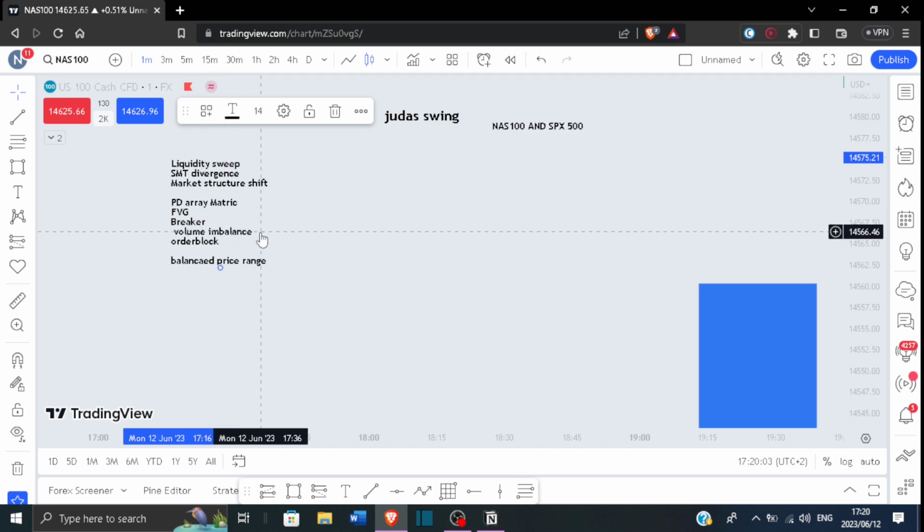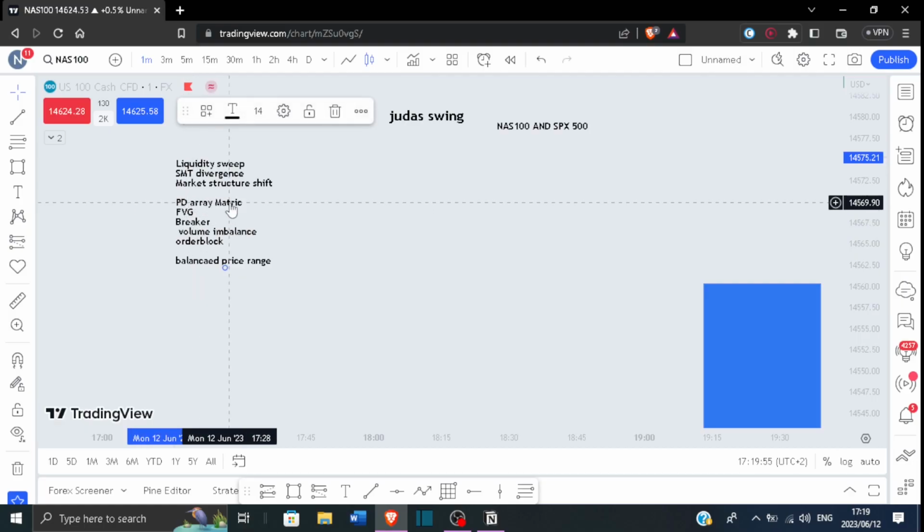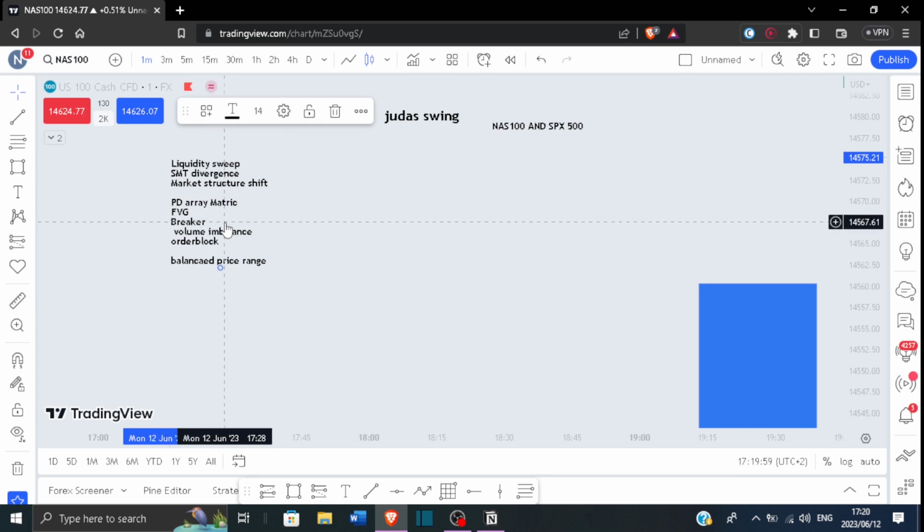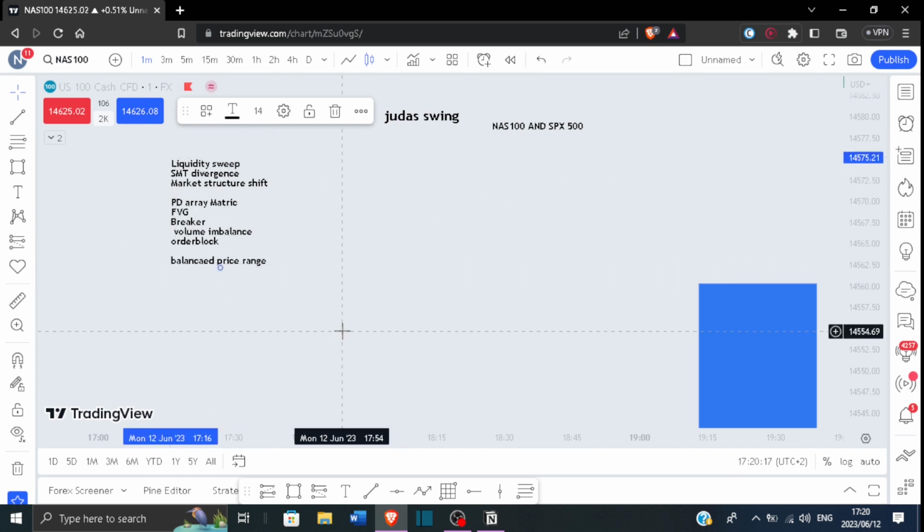So after we have our market structure shift in our direction, we're going to look for one of these PD arrays. The first one is a fair value gap, second one is a breaker block, third one volume imbalance, fourth one order block, and a balanced price range. So these are the PD arrays we're going to be looking for once we have a market structure shift. We take our trades after 9:30.